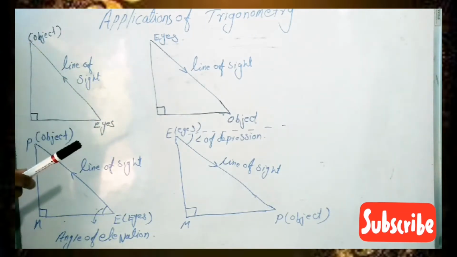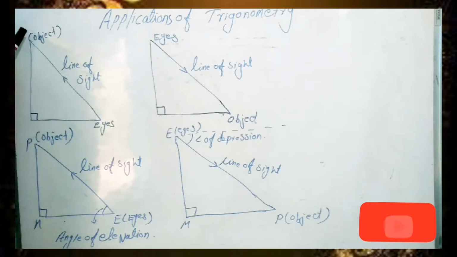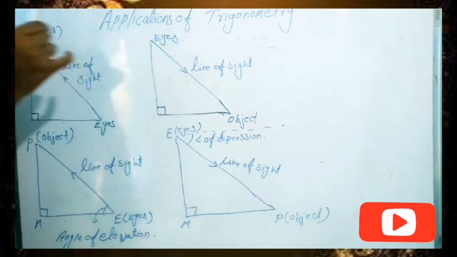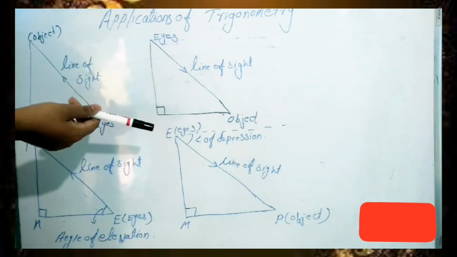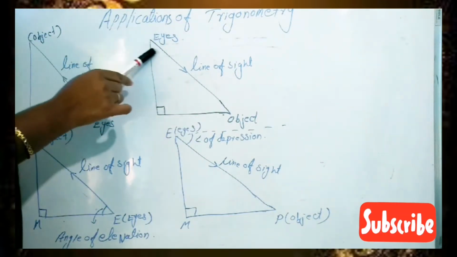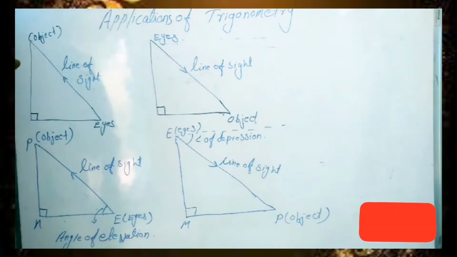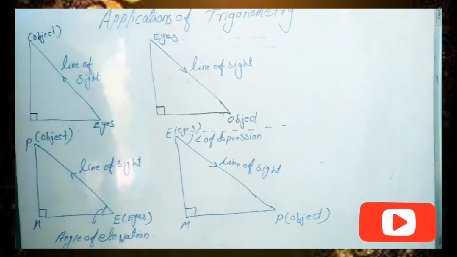We will have two cases. One, if the object lies above the eye level, and the second one, if the object lies below the eye level. Anyway, the line drawn from the eyes of an observer to the object viewed is called line of sight.